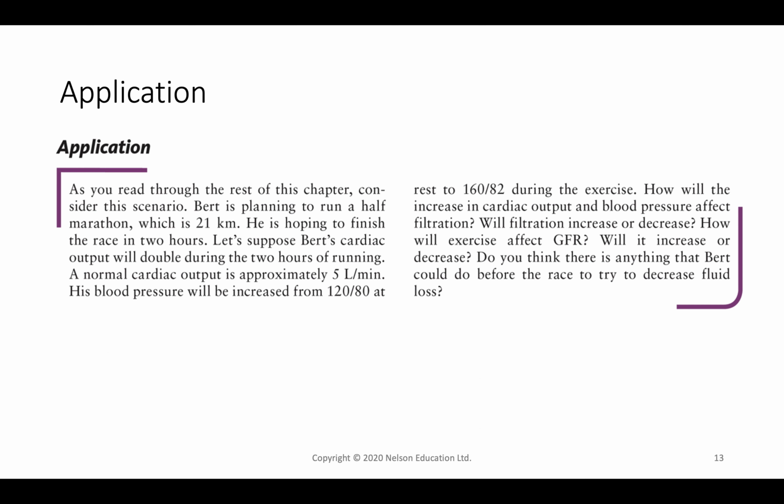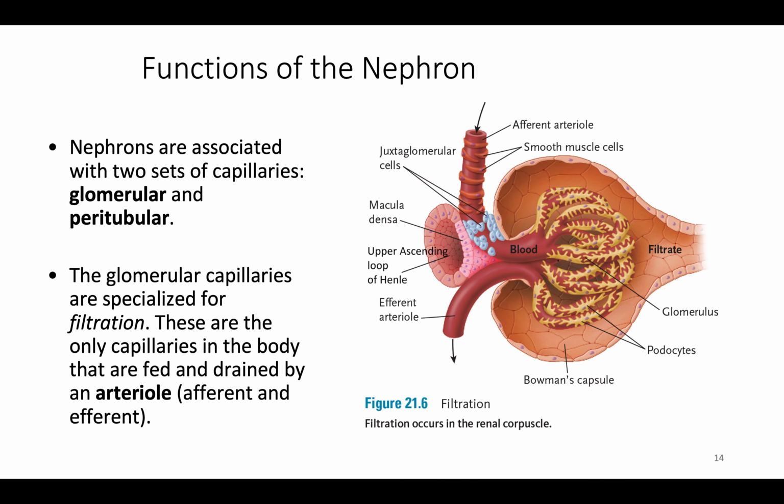Will the filtration rate increase or decrease? And how will exercise affect glomerular filtration rate? Will it increase or decrease? And what is it that you think Bert could do before the race to try to decrease any fluid loss? Okay, so we'll let that simmer for a bit, and we'll come back to that at the end of the chapter.